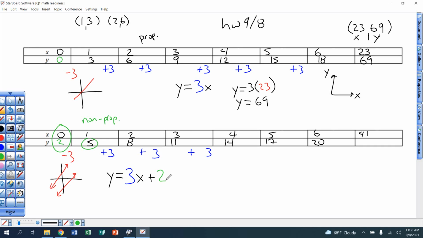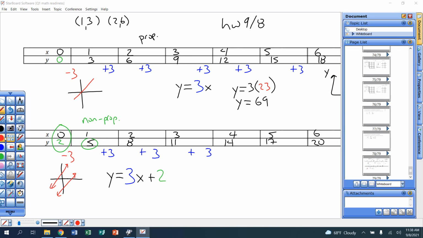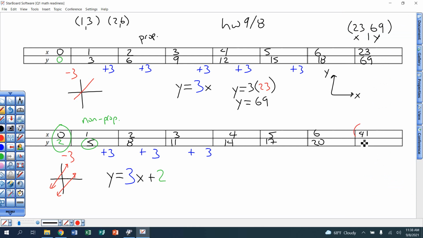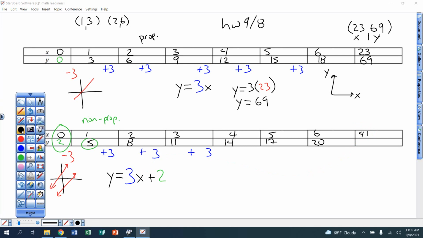And if I want to find the 41st term over here, that's where you're taking this 41 and plugging it right in here for x. So to find that, y equals 3 times that 41. But don't forget to add 2 there. That gives me y equals 41 times 3. I'm not going to trust my arithmetic. Gives me 123 plus that 2 gives me 125. Make sure you put that number in there.